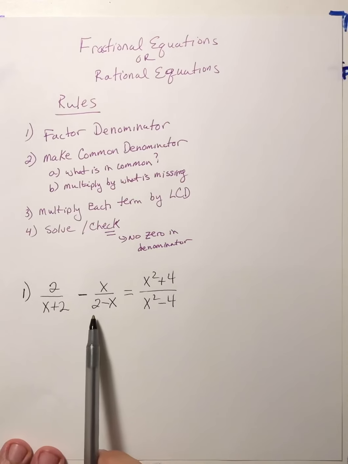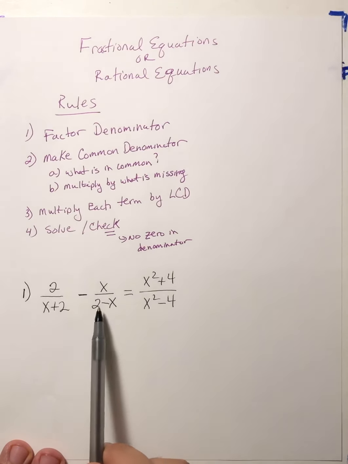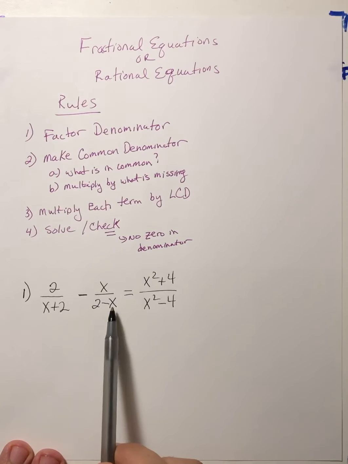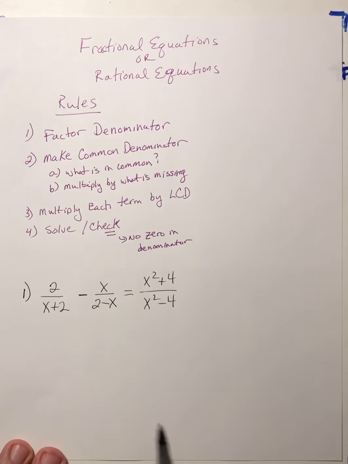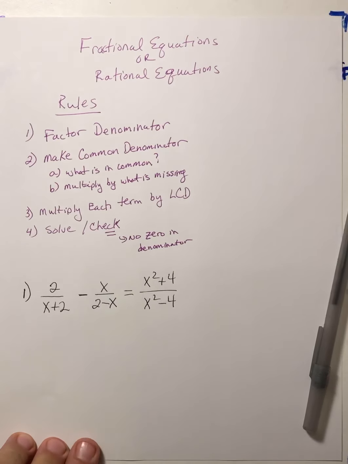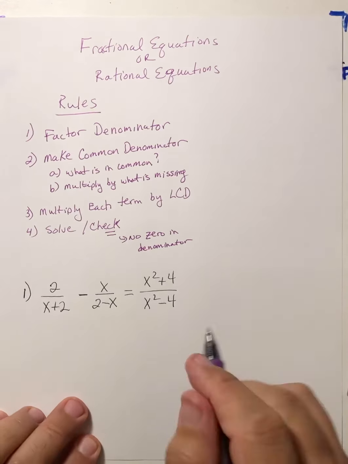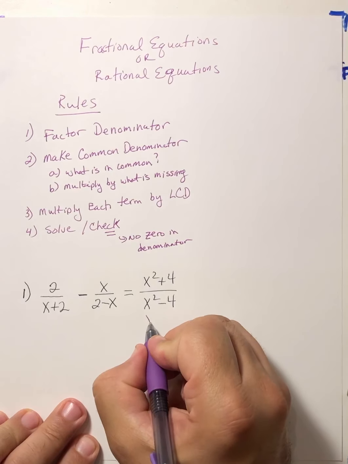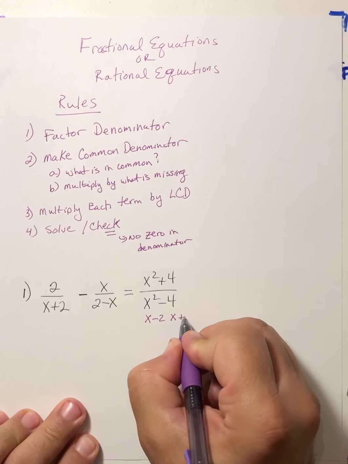Also, notice this one right here is backwards. That's saying 2 minus x. We want them all the same, so we want the x's in front. So number one, get the denominators in factored form. Let's get that taken care of right now. So this has to get factored: x minus 2, x plus 2.